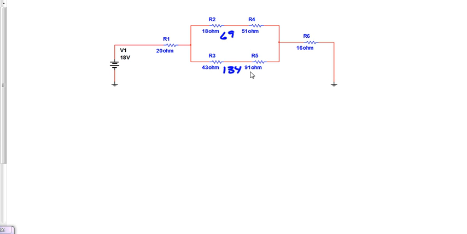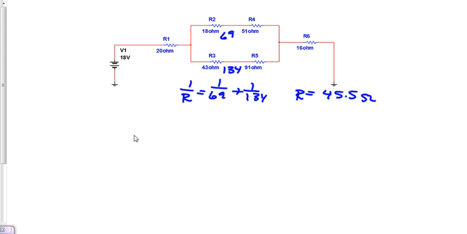So let's get this total, and then we'll have a simple series circuit to simplify the rest. So let's get 1 over resistance equals 1 over 69 plus 1 over 134. And that resistance has a value of 45.5 ohms.